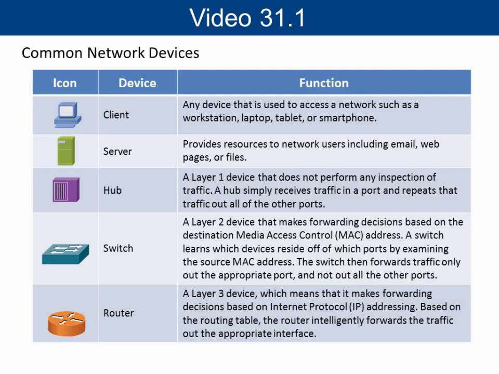A hub is a layer 1 device. It does not perform any inspection of traffic. A hub is simply a multi-port repeater that takes data in on one port and then spits it out all of the other ports. Generally, hubs have been replaced in most modern networks with switches.